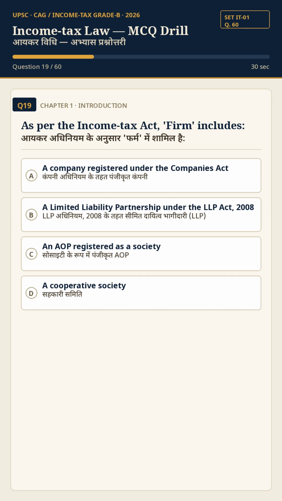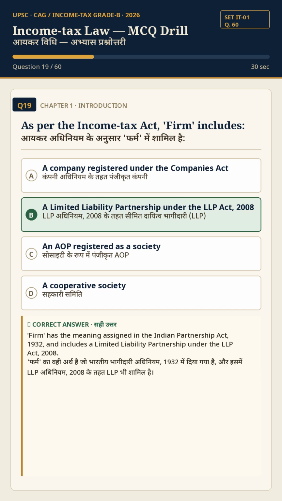Question 19. As per the Income Tax Act, firm includes Option A, a company registered under the Companies Act. Option B, a limited liability partnership under the LLP Act, 2008. Option C, an AOP registered as a society. Option D, a cooperative society. The correct answer explanation. Firm has the meaning assigned in the Indian Partnership Act, 1932, and includes a limited liability partnership under the LLP Act, 2008.